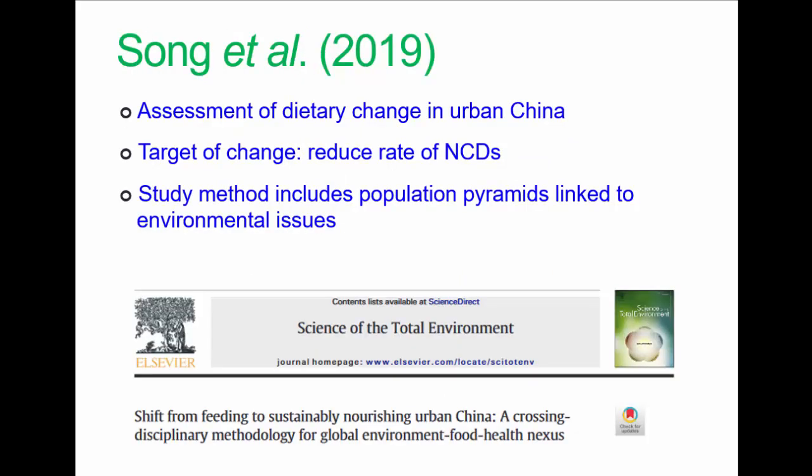So this is just included as an example of how population pyramids can help understand a range of issues. It's just background reading for those who are particularly interested, though it is included with the notes. A review done by Song et al. of the assessment of dietary change in urban China.